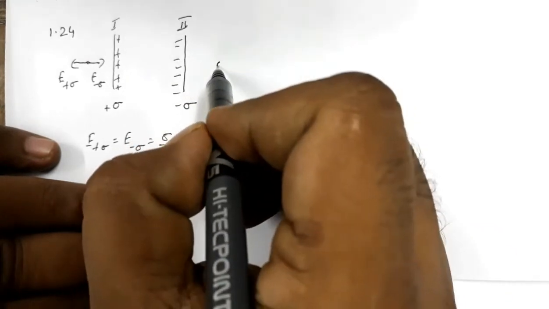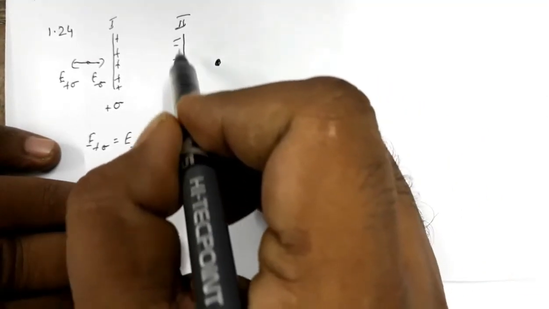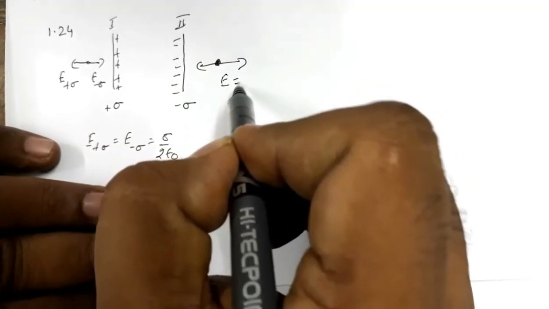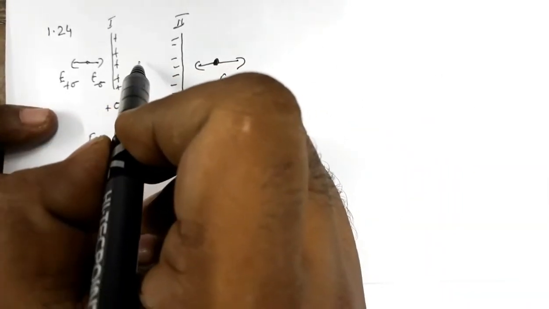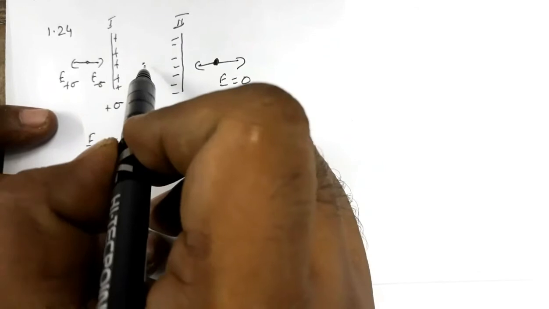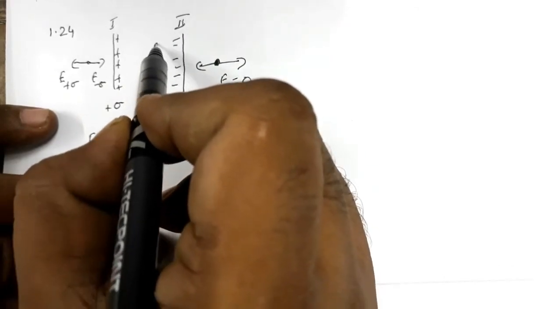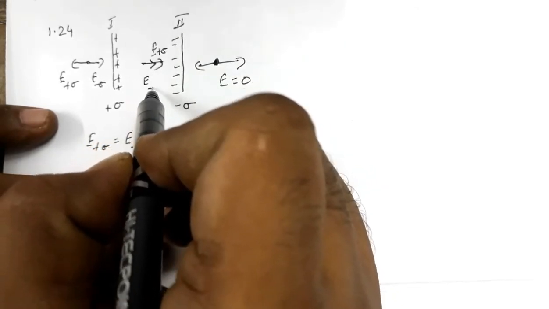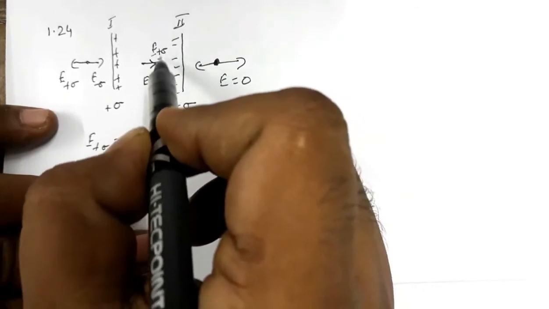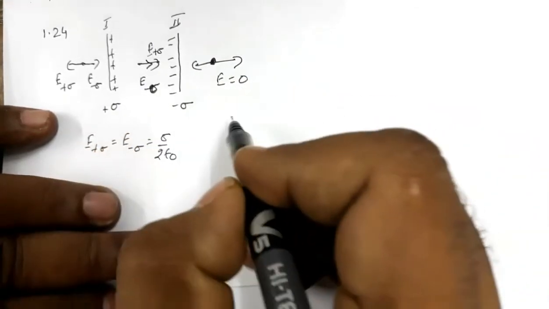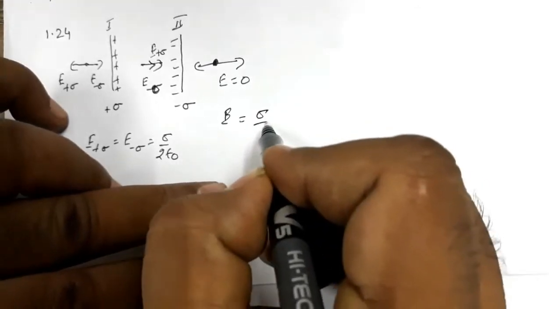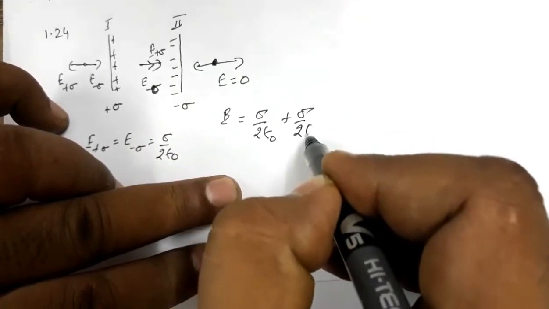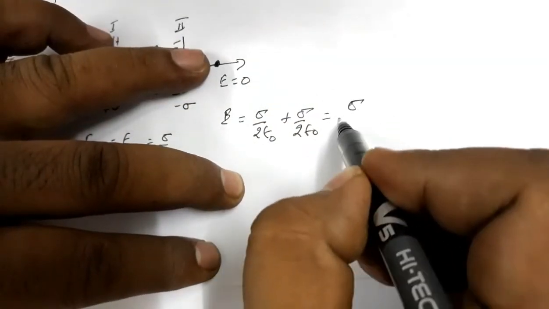Similarly, if we see this side, at this point, for the negative charges the electric field is in this direction, and for the positive charges the electric field is in this direction. So again here the resultant field is 0. Now in the region between the two plates, for the positive charges, the electric field will be in this direction. This is E plus sigma. For the negative charges, the electric field will be in the same direction. This is E minus sigma. So the fields are in the same direction, and the resultant field E will be sigma by 2 epsilon naught for the positive plate plus sigma by 2 epsilon naught for the negative plate. So this is sigma by epsilon naught.